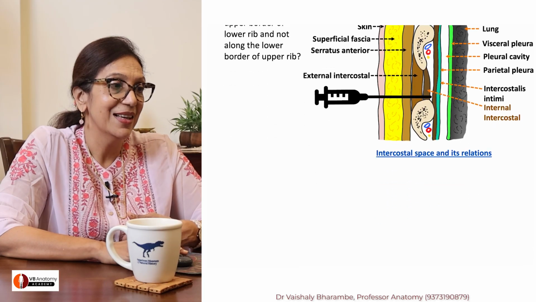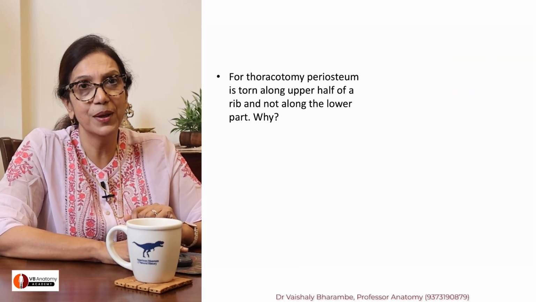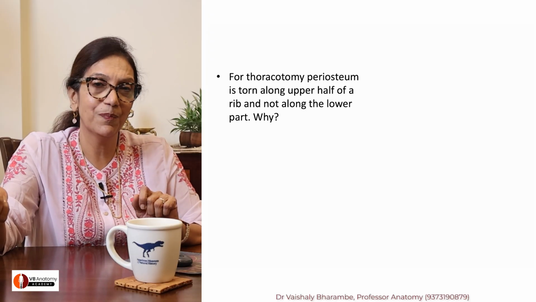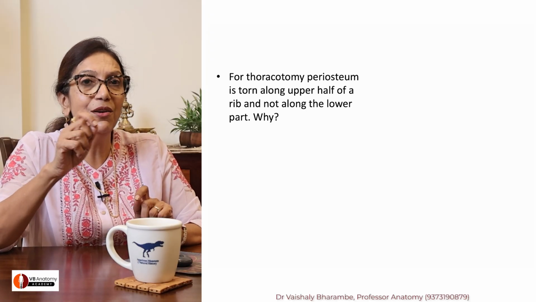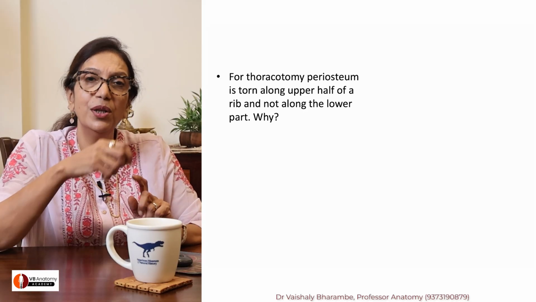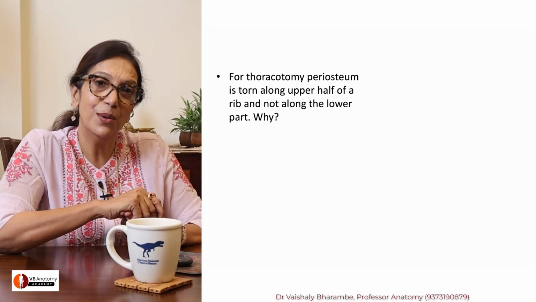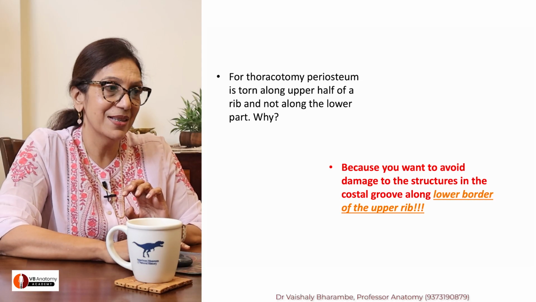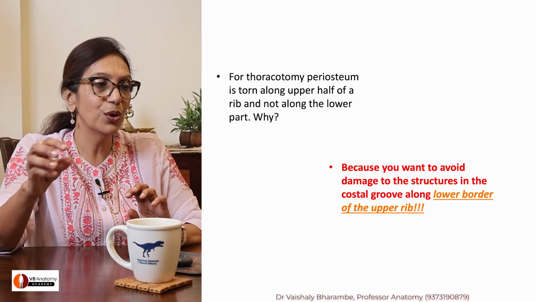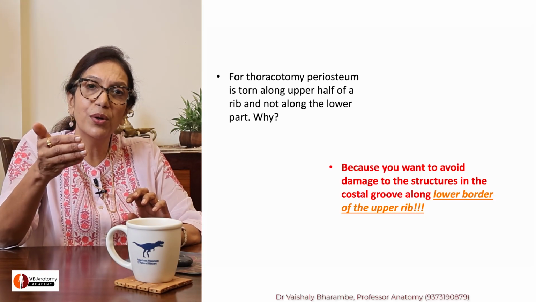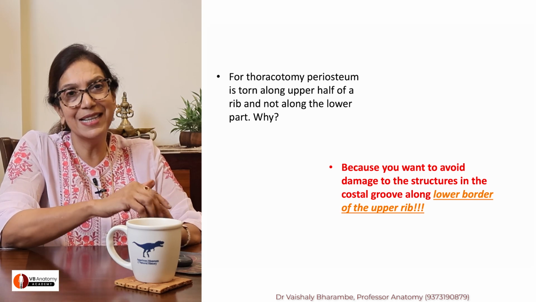Why? Suppose you are doing a thoracotomy and you want to peel off the periosteum. Would you do that for the upper border of the lower rib or the lower border of the upper rib? Again, the upper border of the lower rib. Why? Because you want to avoid damage to the costal groove along the lower border of the upper rib. Very easy answer, but these are things that are very practical. These are things which are actually applicable in your day-to-day practice later. And that's why we need to know all this.